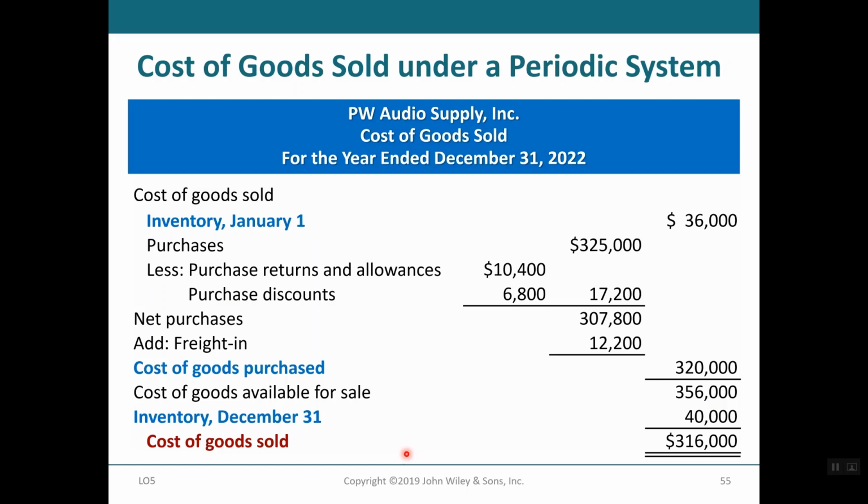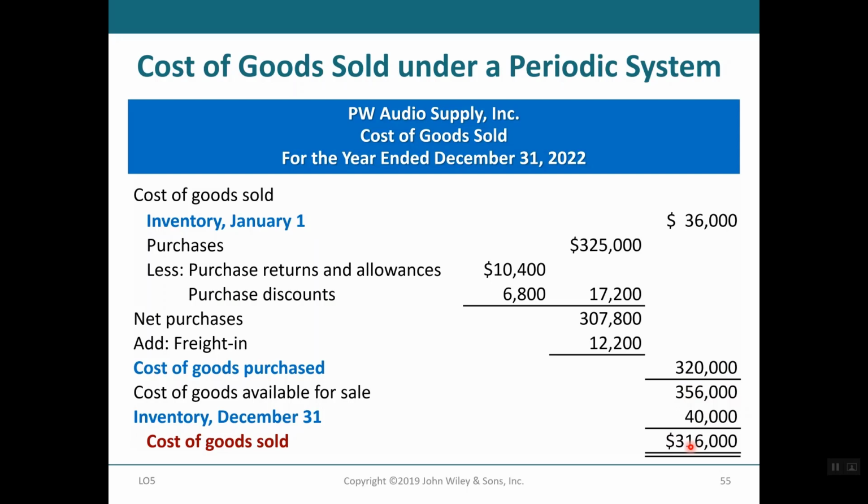The cost of goods purchased is 320,000. We add that to the inventory January 1, and that gives us the cost of goods available for sale of 356,000. Okay, at the end of the period, we have an ending balance of 40,000. When we deduct our ending inventory from the cost of goods that were available for sale, that gives us the cost of goods that were actually sold.